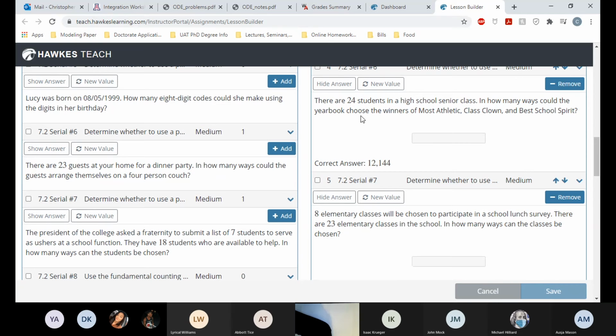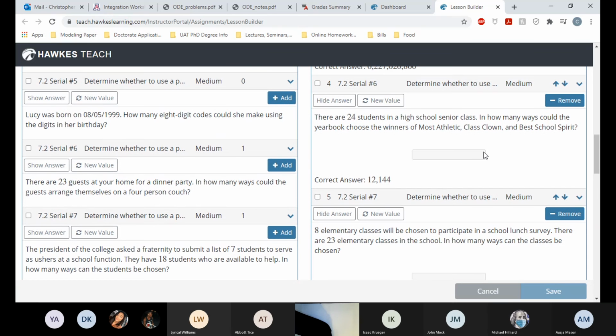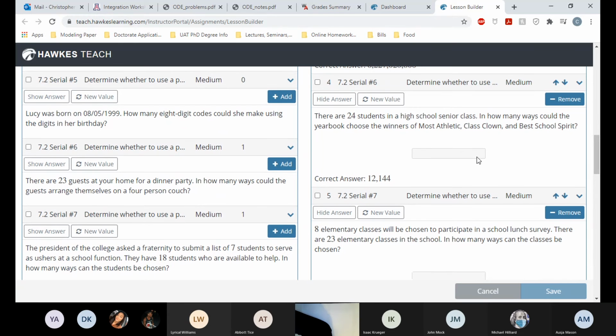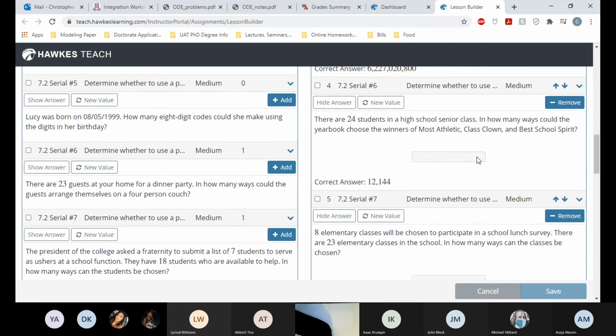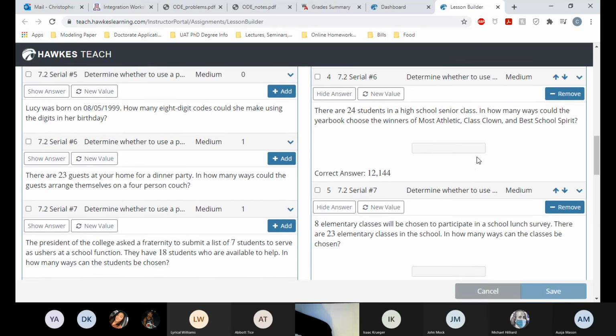So you would type in 24P3 into the calculator. Where am I getting the 3 from? Well, there are 3 categories here. So in order to solve this, we would need the permutation formula, which again, if you've got a scientific calculator, it'll do it for you. If you're not sure how to do it on your calculator, just type the name of your calculator and then permutation into Google, and there'll be a YouTube video to show you how to do it.